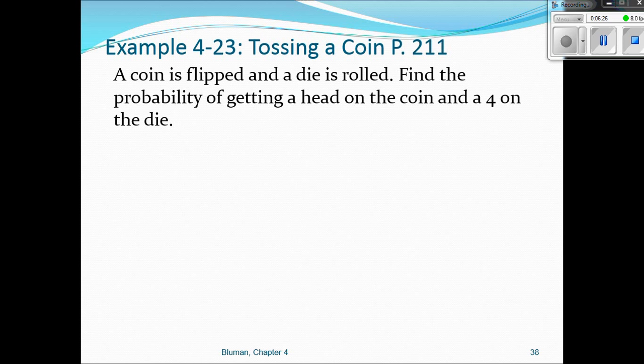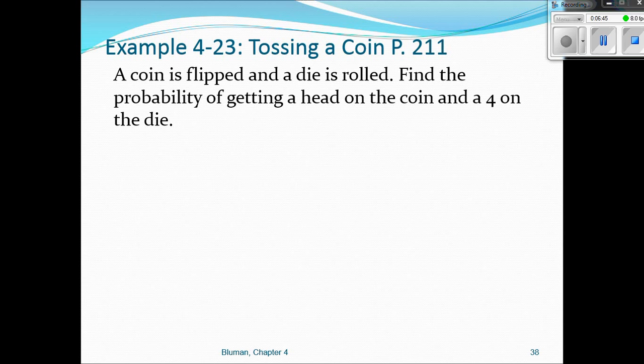The other thing, going along with the last section, is to decide if it's an "and" or an "or" problem. That'll help you start off. Right now we're talking about a coin being flipped and a die being rolled, so we're looking at our "and" formulas. Then you have to say, is it independent or dependent?